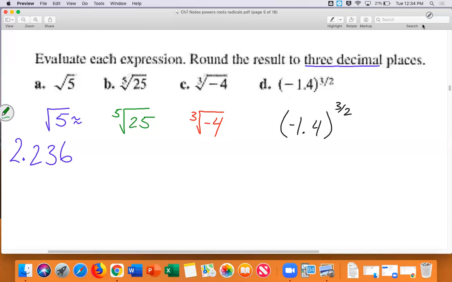All right. B. How do we type in B? There is no 5th root button, right? So Lance, what did you first do with this? The little finger thingy, right? So you wrote it as 25 to the what? Very good. And you do have a caret button, correct? Yeah. So what is the 5th root of 25?